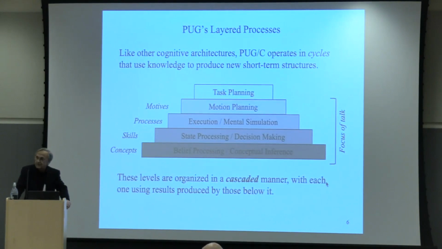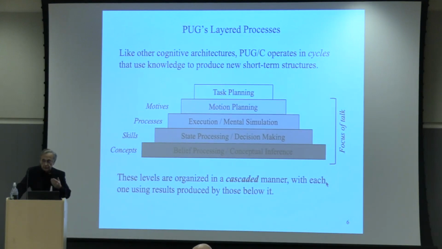It's a 5-layer architecture, so we've outdone MIDCA. So the lowest level is belief processing or conceptual inference, and conceptual knowledge structures play the key role there. Then there's, on top of that, state processing in the kind of decision making, and skills are necessary to do that. Then there's reactive execution in the environment or mental simulation. And if you want to do mental simulation, that's where processes come into play.